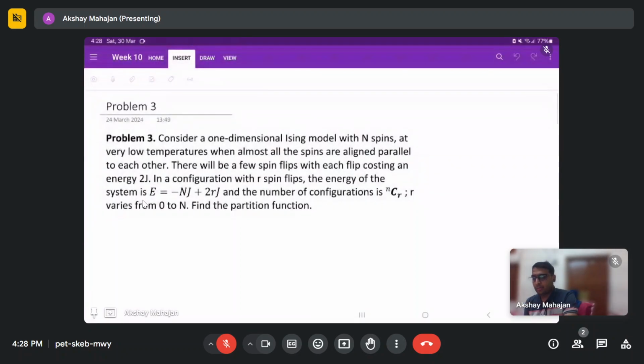Okay, so in problem number 3, what we have to do is consider a one-dimensional Ising model with n spins at very low temperatures, when almost all spins are aligned parallel to each other.